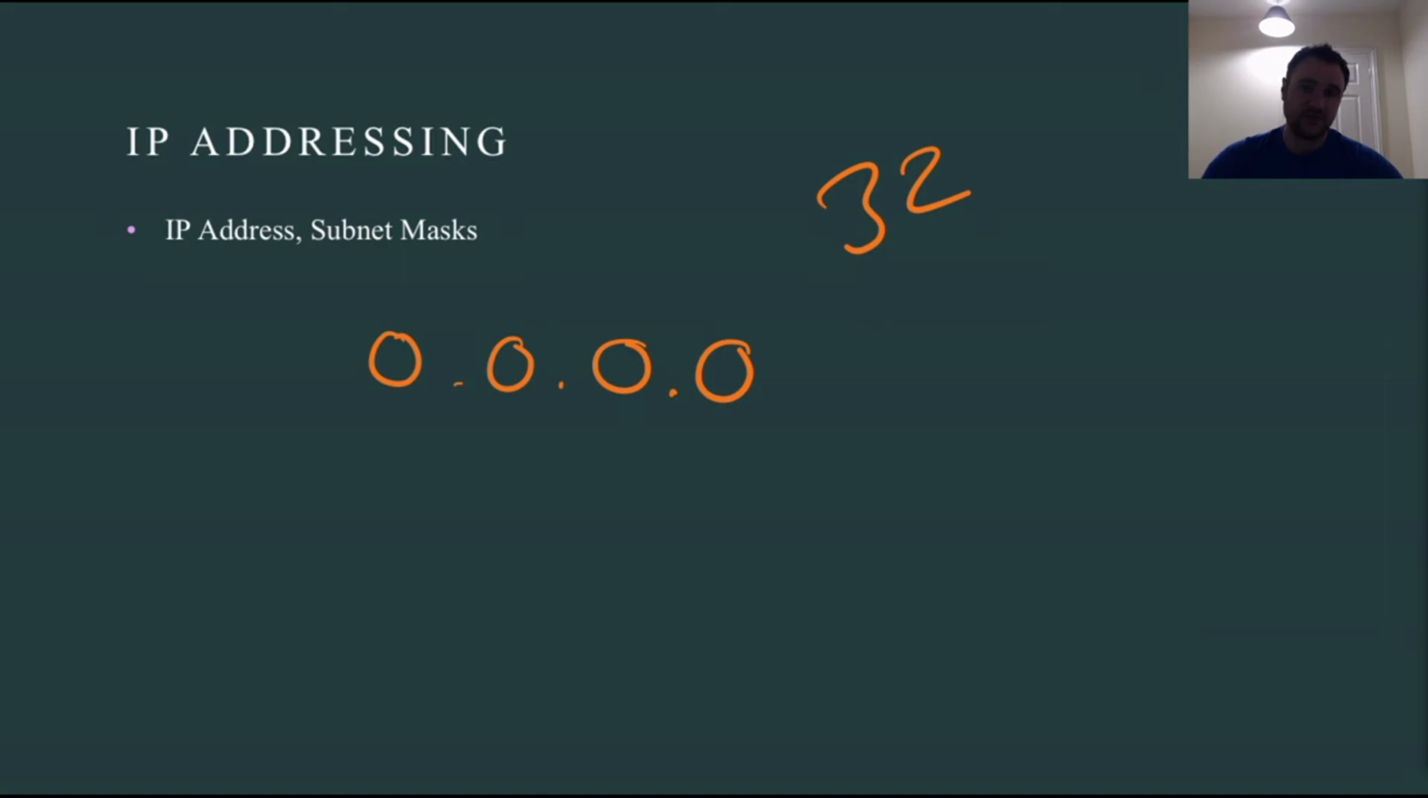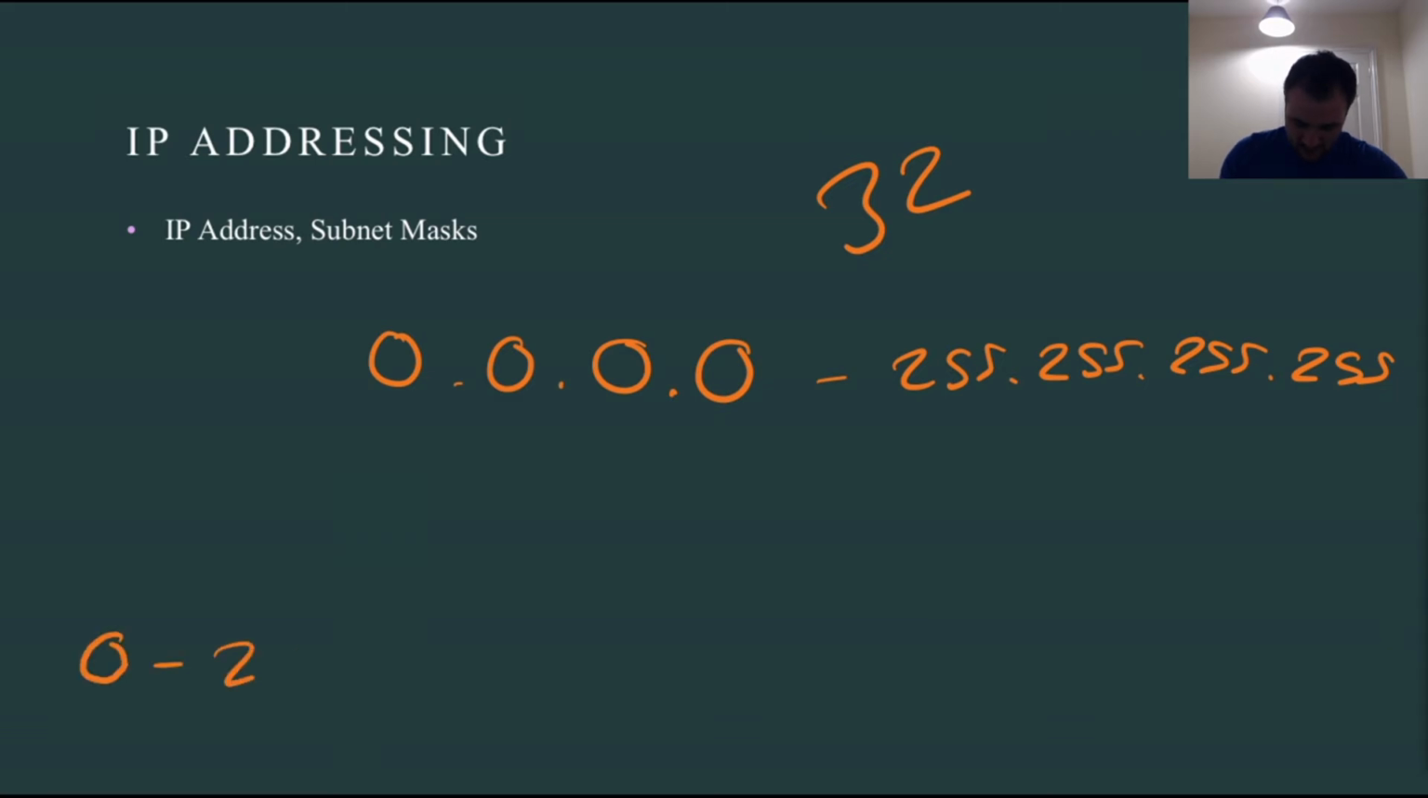So back to it, the lowest value we can have is 0.0.0.0, and the biggest address we can possibly have is 255.255.255.255. So when we talk about an 8-bit binary, we can have 0 to 255, a total of 256 different combinations effectively, because that's including the 0 itself.